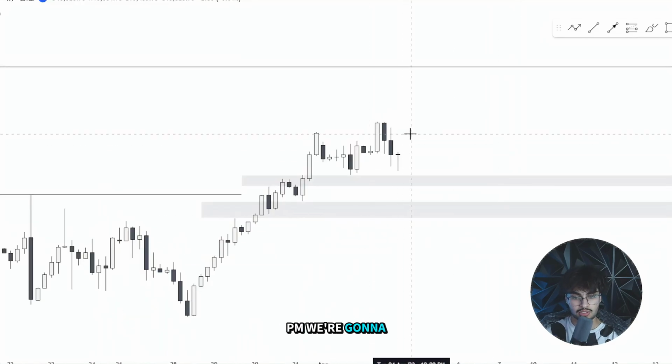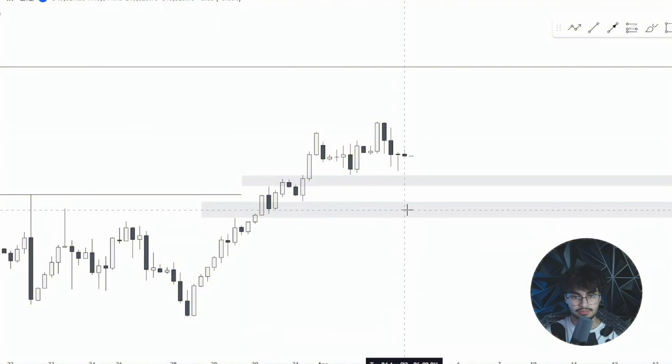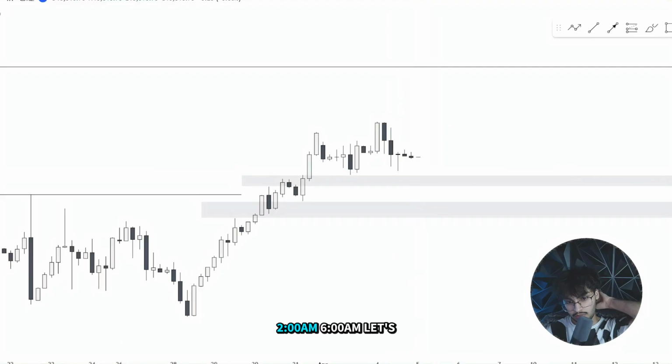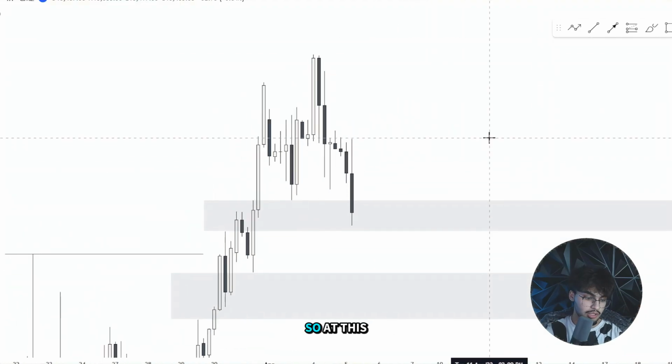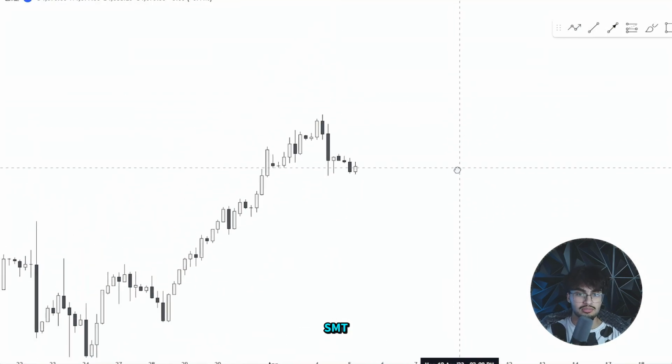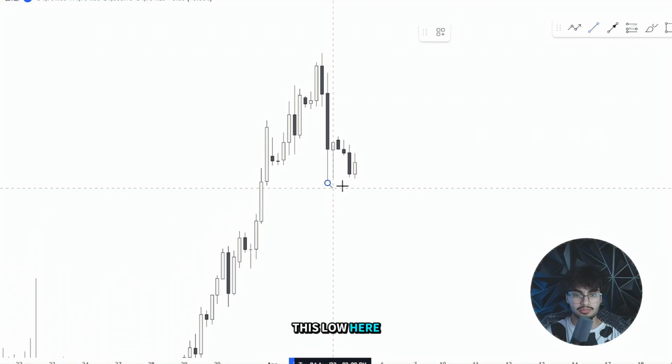We're at 2 p.m. We're gonna trade Wednesday here. 10 p.m., 2 a.m., 6 a.m. I see 9 a.m. candle. So at this point, we tap into that area here. Let's check ES. Do we have any SMT? We do have an SMT with this low here.